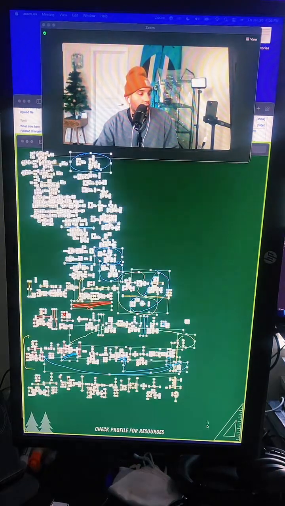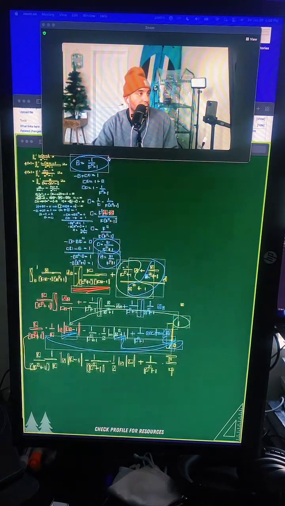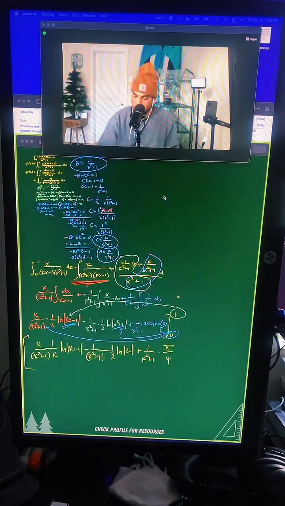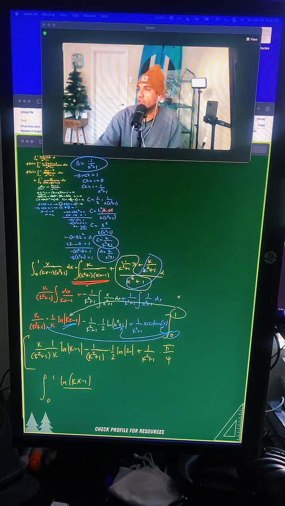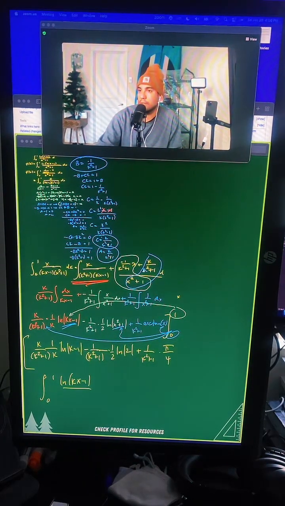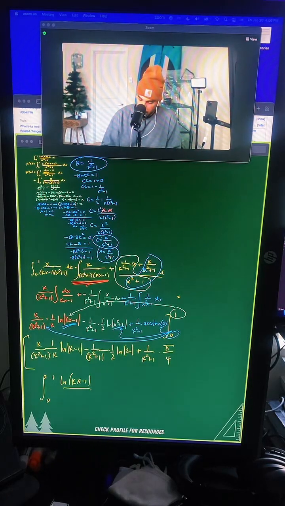Okay, let me make this a little smaller. I know this is a lot of work, but this tells me that the integral from 0 to 1 of natural log of kx minus 1 over, shoot, what was the integral? I think it was x squared plus 1, over x squared plus 1 dx, or this is our f.